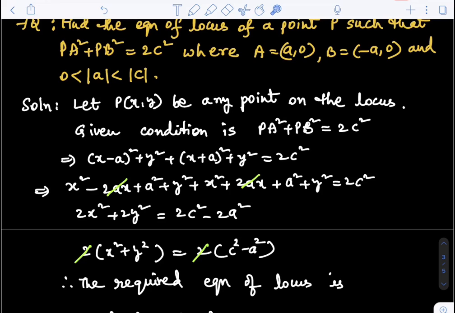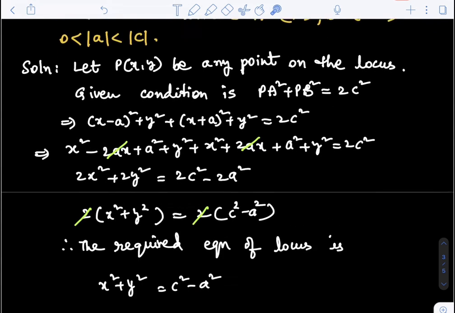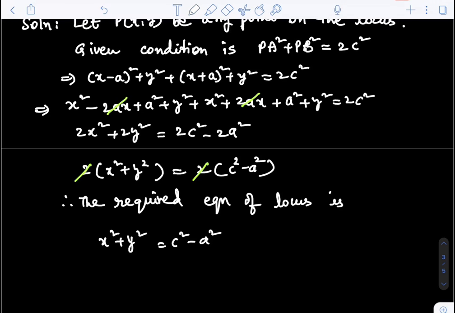Here 2ax is cancelled with opposite signs, and in the next terms like terms are added: 2x square, 2y square, and 2a square is taken to the RHS, so it becomes minus 2a square. 2 is common in both LHS and RHS and is cancelled. So what is the required equation of locus now? That is x square plus y square is equal to c square minus a square. This is about the 7th problem.